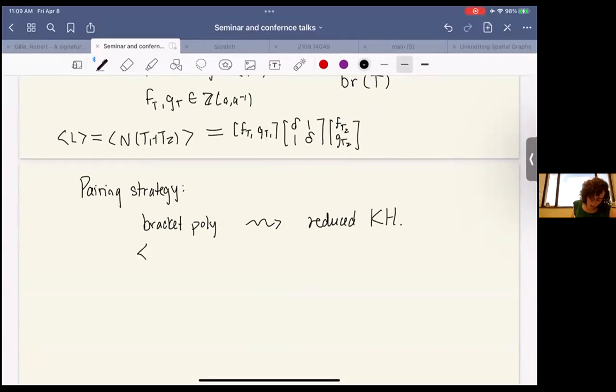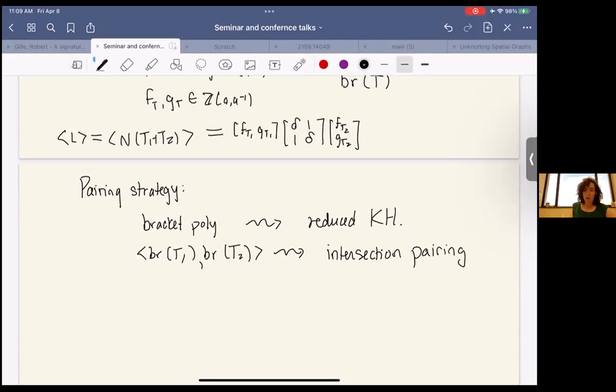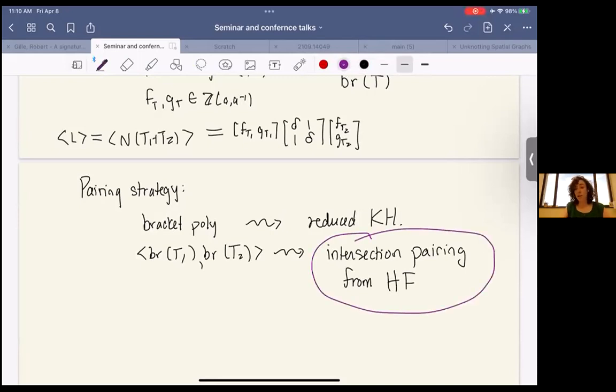And instead of taking the pairing I've just described, where we have the bracket vector of T1 and the bracket vector of T2 paired with this symmetric form, we're going to be considering a different kind of pairing, a sort of intersection pairing. But what's really going to be a version of Lagrangian Floer homology of curves on a punctured sphere. All right, that's kind of the basic idea. And this all is building upon work of Bar-Natan, Kotelskiy, Watson, and Zibrowius.